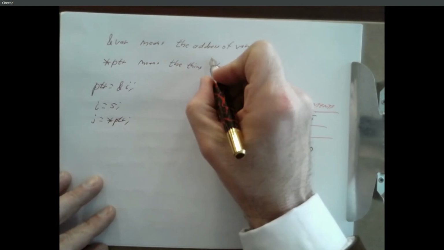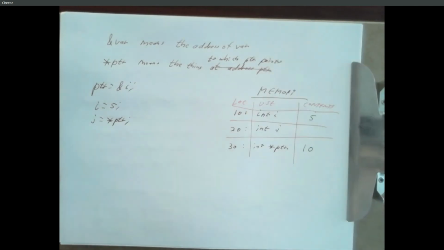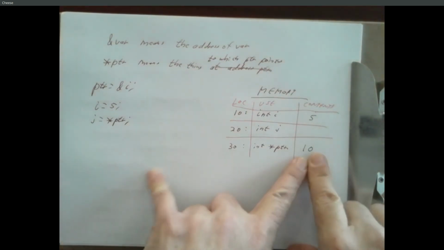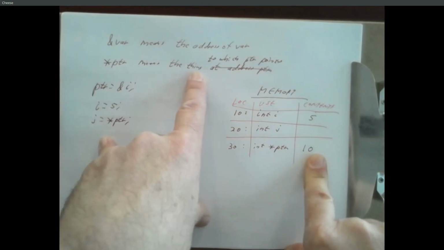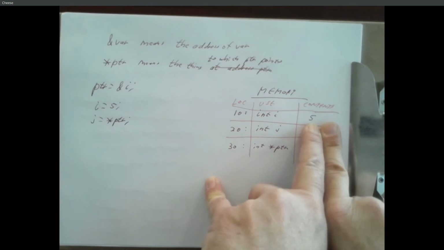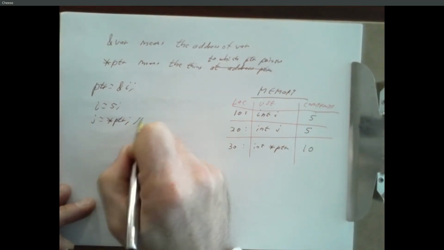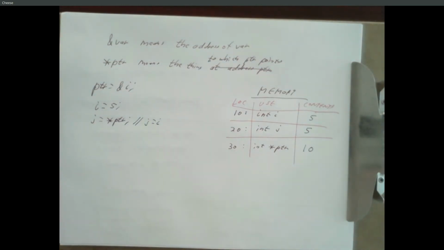Let me write this differently. Means the thing to which PTR points. So PTR is equal to 10. Star PTR means the thing to which PTR points, the thing at address 10. So what's at address 10? It's a 5. So this says set J equal to 5. And where is J stored? It's stored at location 20. So this is going to put a 5 right here. This is just a fancy way of saying J equals I. That's what I say.